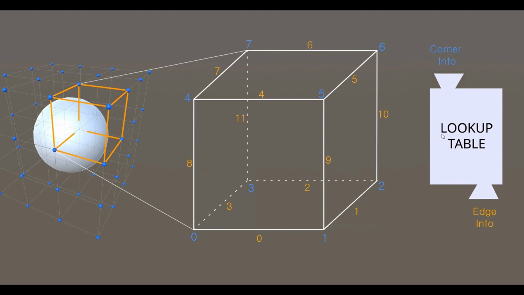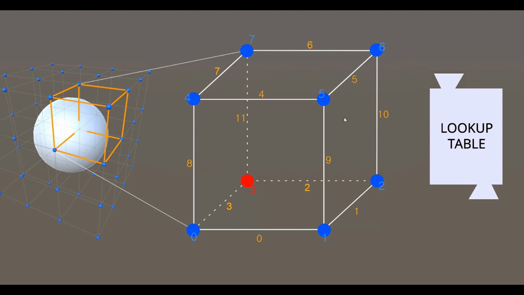This is a predefined two-dimensional array that you can easily copy from the internet. This table takes the corner information, which contains the information of the 8 corners of the cube. So this is an 8-bit integer value. This table takes this and returns some edge information that you use for generating the polygons inside this cube.